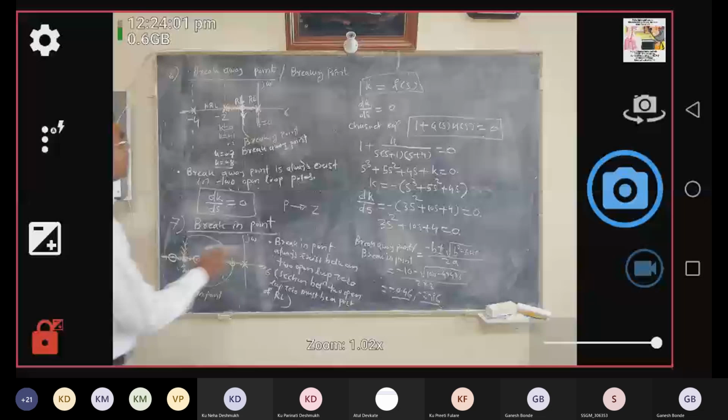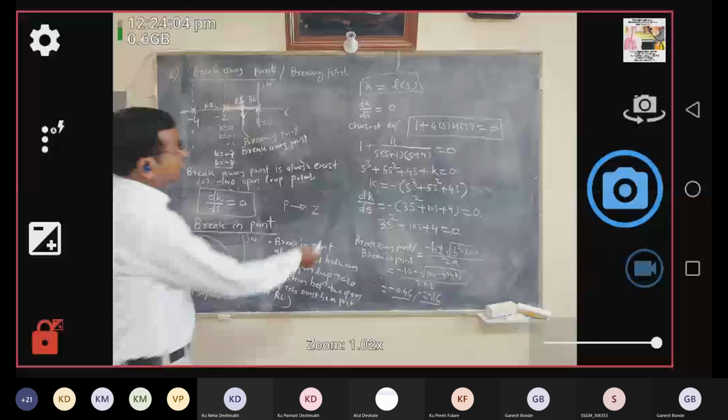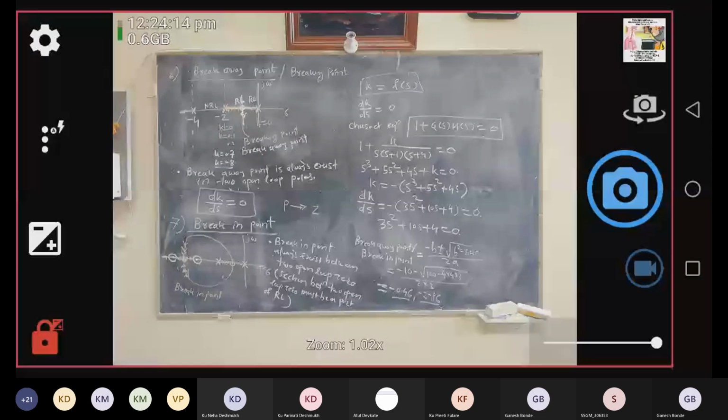So that we will see while solving the example. So in this way you can find the value of the breaking point or breakaway point. So in this way we can determine it from the characteristic equation. While determining the breakaway point or break-in point, just remember dK by ds must be equal to 0. Okay, so please note this down. This is our step number 6 or 7. So only 2 steps are remaining.